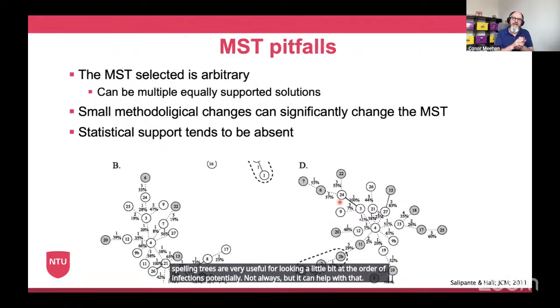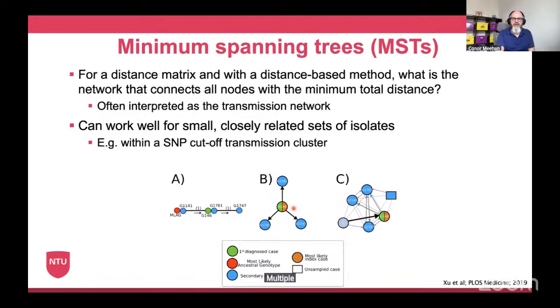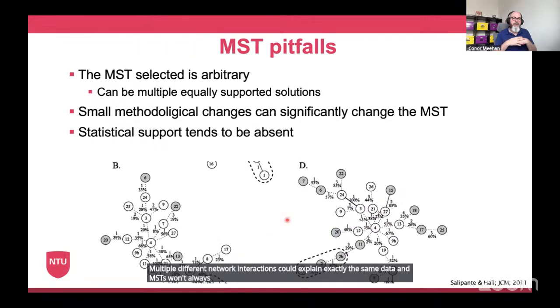Now, MSTs have a lot of pitfalls, and one is that the selection of the minimum spanning tree is arbitrary. Often, when you only have a couple of SNPs that are different between isolates, multiple different network interactions could explain exactly the same data, and MSTs won't always tell you which one, it'll just give you a result. It doesn't always give you the statistical support to tell you which ones of these is true.